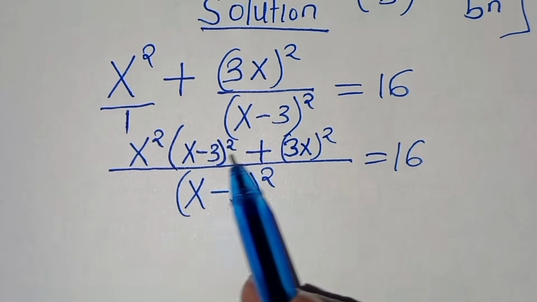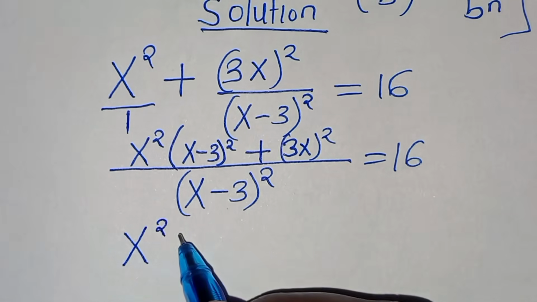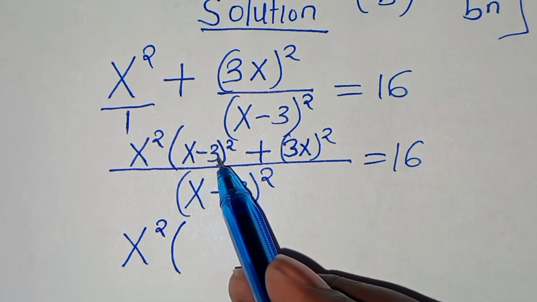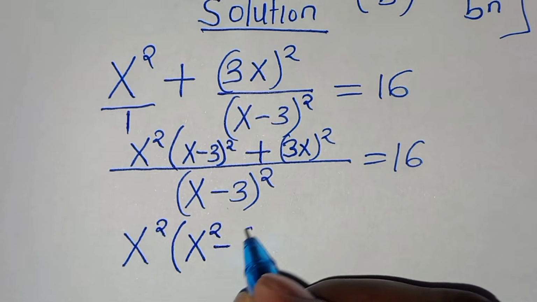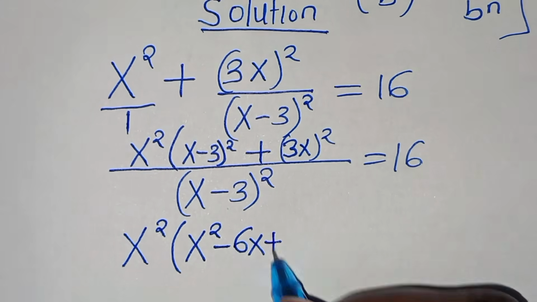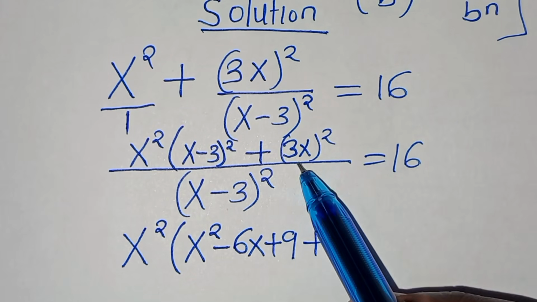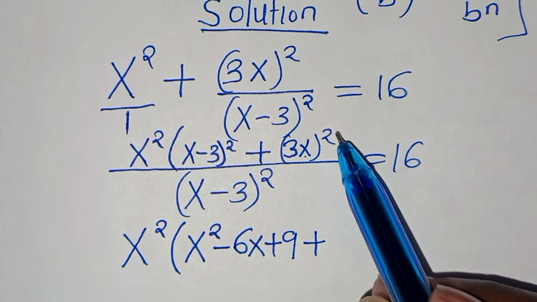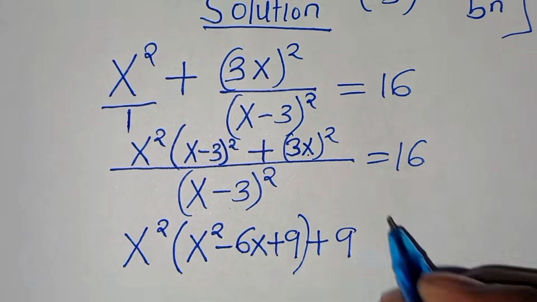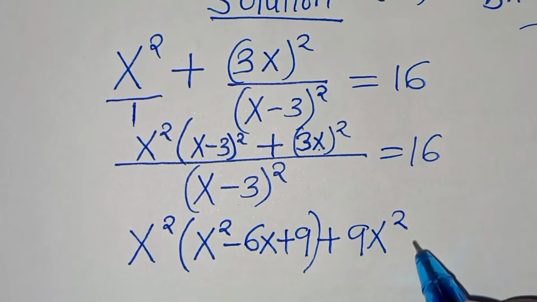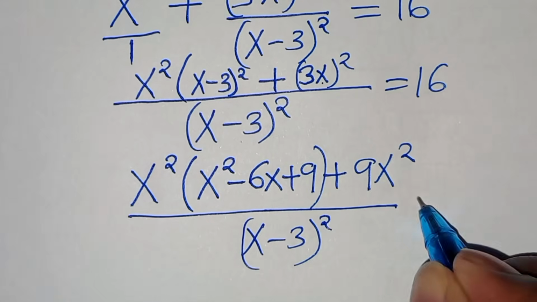Now let's open the parentheses here. This means that here what we have is x to the power of 2 into the parentheses, x minus 3 to the power of 2. So let's expand this. This is x squared minus 6x plus 9. Then plus 3x to the power of 2, this means we have 9x to the power of 2 divided by x minus 3 to the power of 2. This is equal to 16.